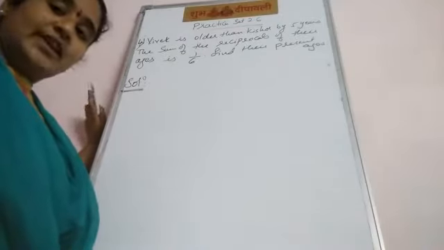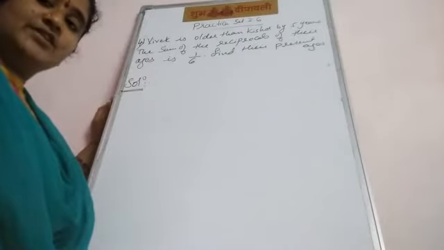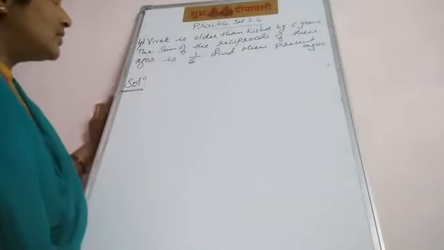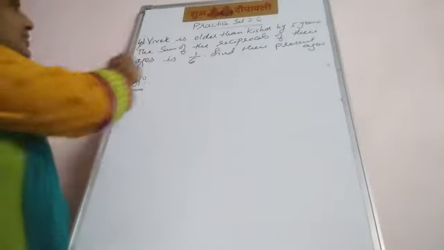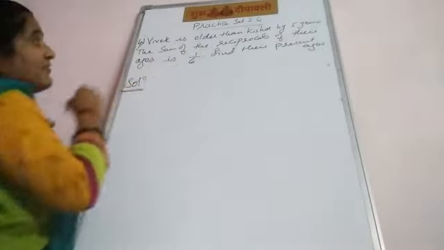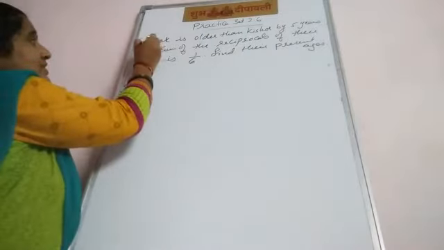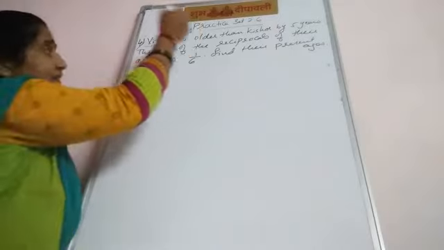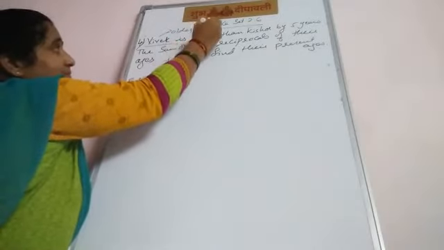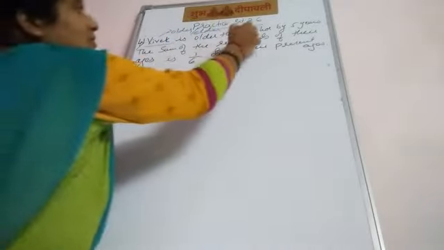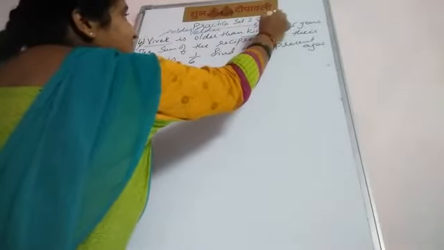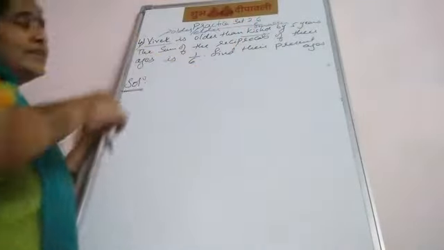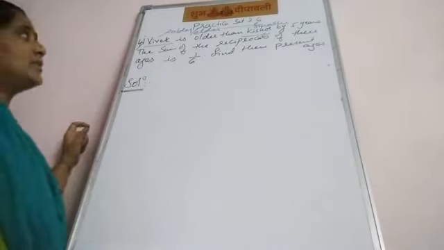Fourth question also is about ages, but it is in reciprocals. Here, older. Older means what? Elder. Here Vivek is older than Kishore by 5 years. Who is the older? Vivek. Older means elder. And Kishore was smaller by how many years? 5 years.